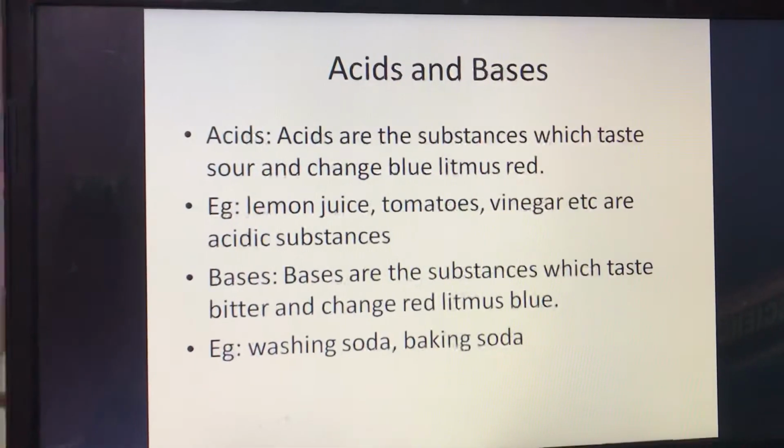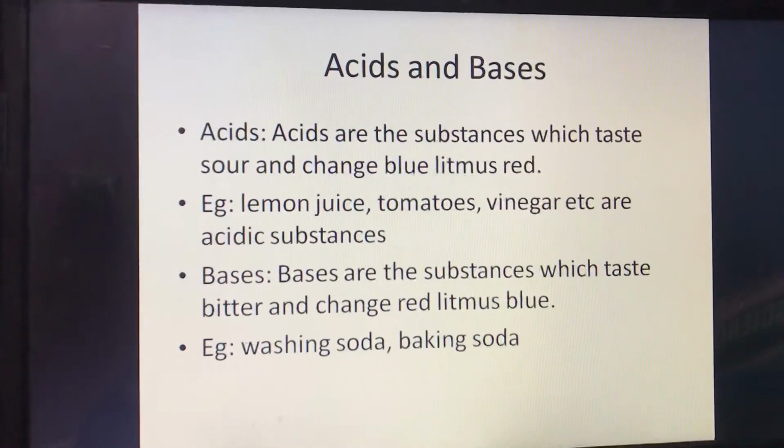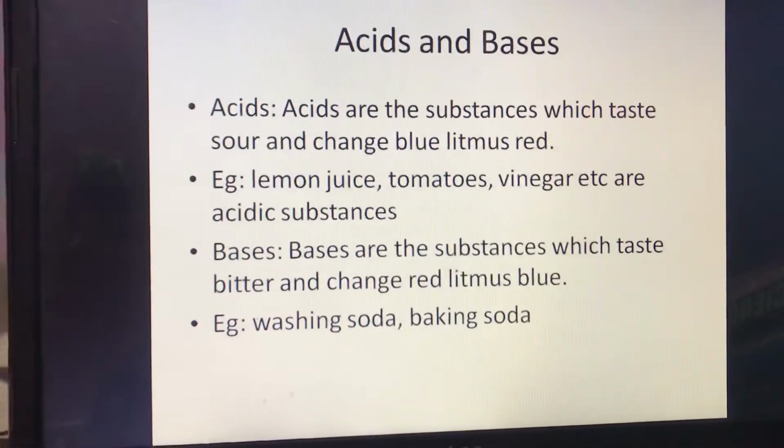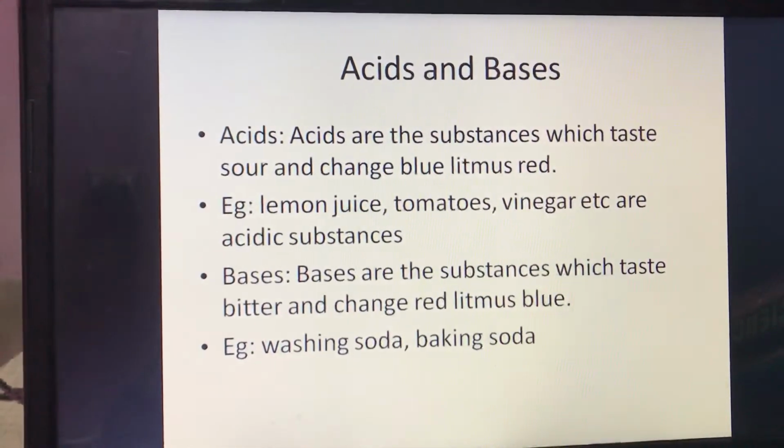And bases, what are bases? Bases are the substances which taste bitter and change red litmus blue. So washing soda, baking soda, these are all basic substances.